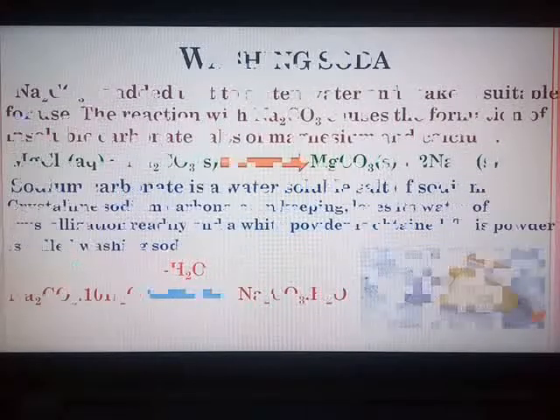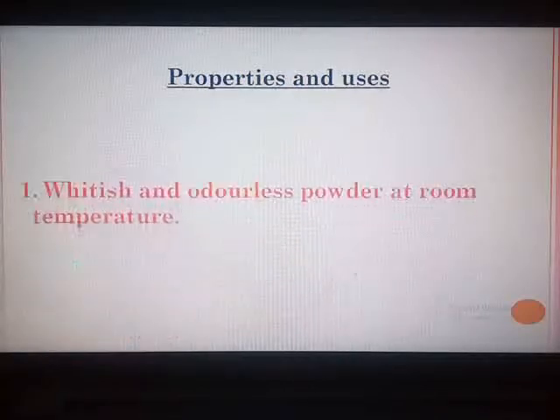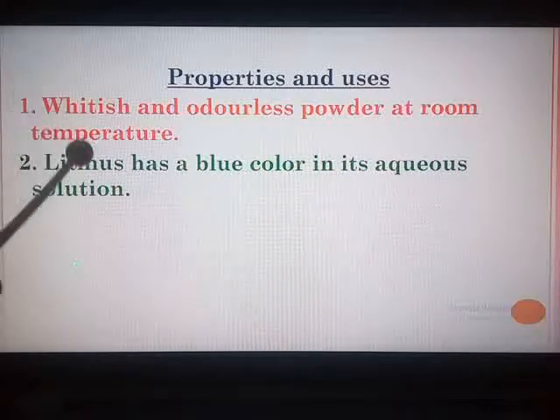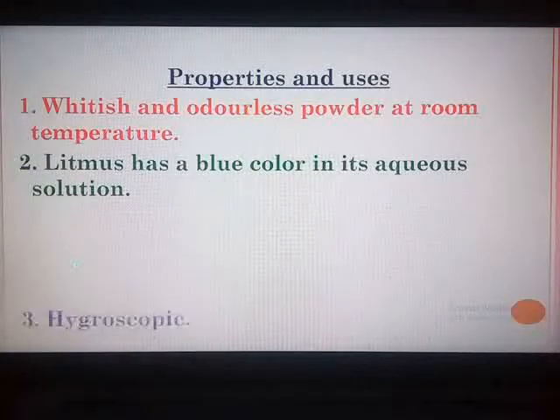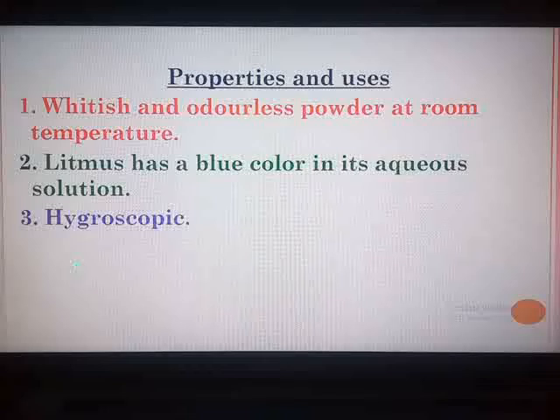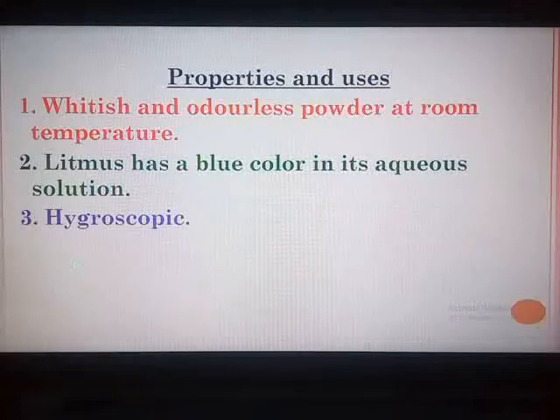About its properties and uses, the very first property is that it is a whitish, odorless powder at room temperature. Litmus turns blue in its aqueous solution. It is hygroscopic in nature. What do you mean by the term hygroscopic? Hygroscopic means it absorbs moisture if left exposed to air. If you take your washing powder at home and just keep it open, after a few minutes or a few hours, you will find it has become wet because it is hygroscopic.